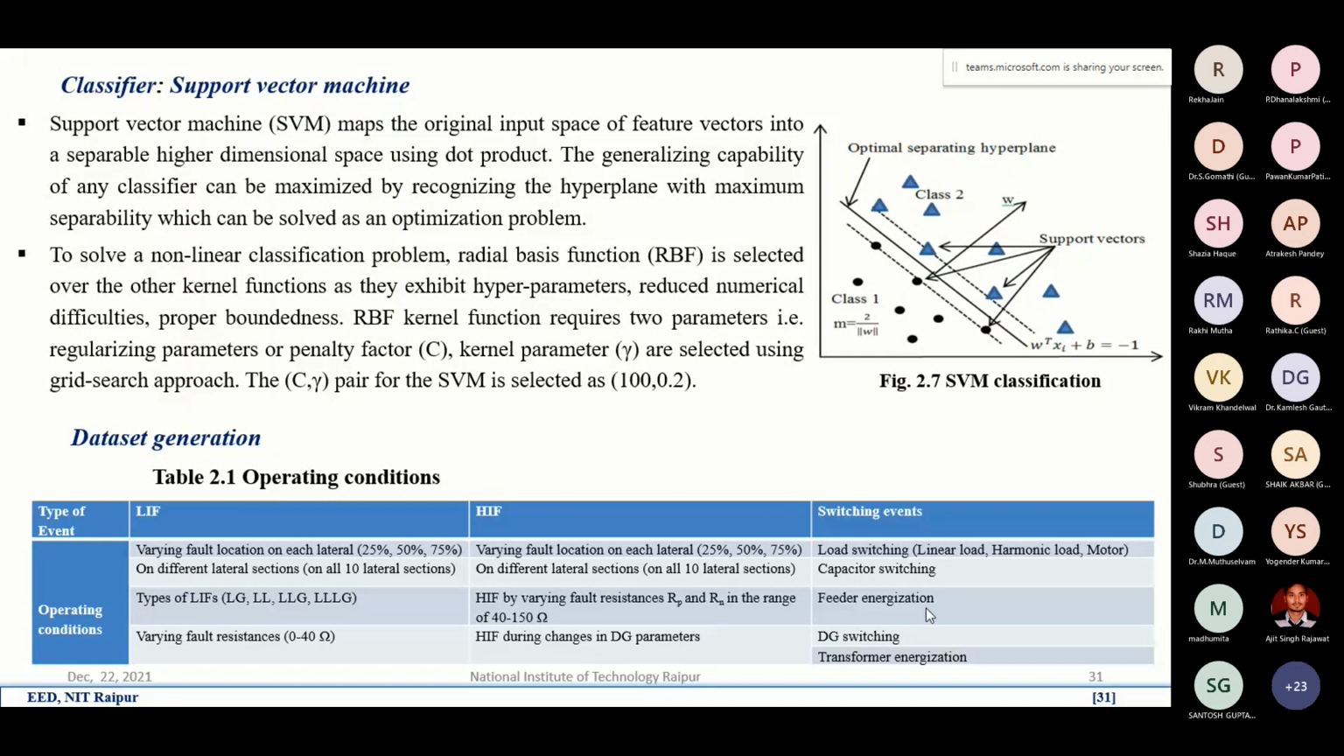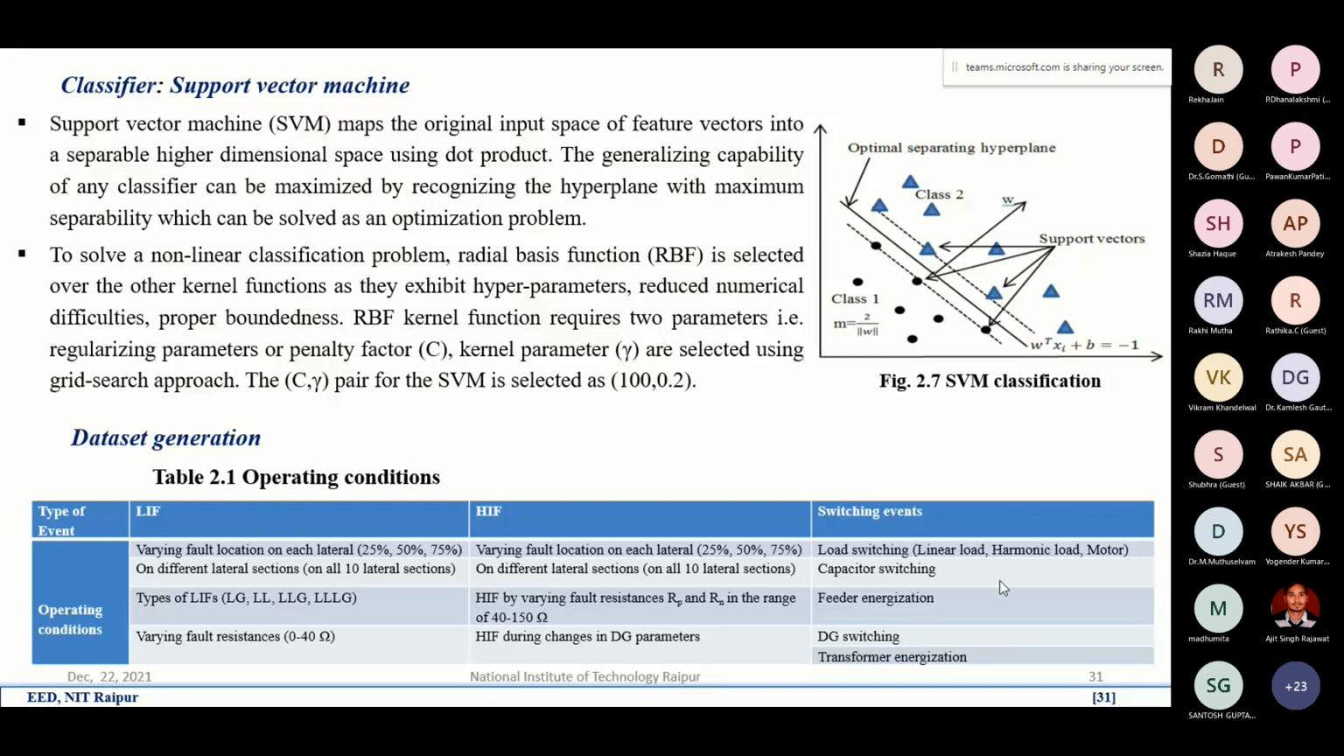Then feeder energization. A feeder can particularly be energized using a transformer circuit. Whenever a transformer is connected, there is an inrush current. Because of that inrush current, the system may not consider it to be a faulty condition. So that is another switching event. Then DG switching: as these DGs are intermittent in nature, they may switch in or switch out based on the availability of power, that is either solar or wind power. So DG switching is also another switching event, and so are feeder and transformer energization. Any feeder is connected, as well as similarly a transformer is energized. So all these events are switching events.